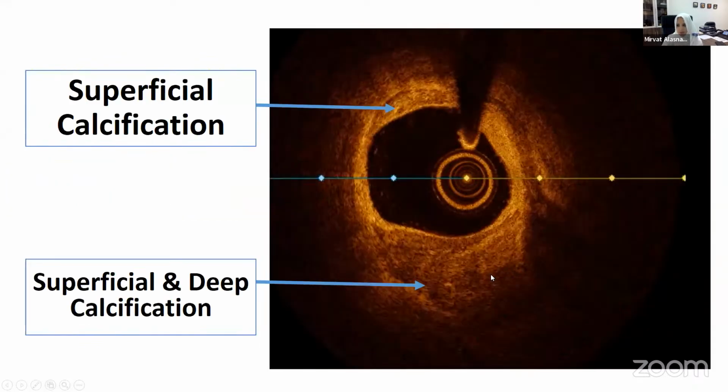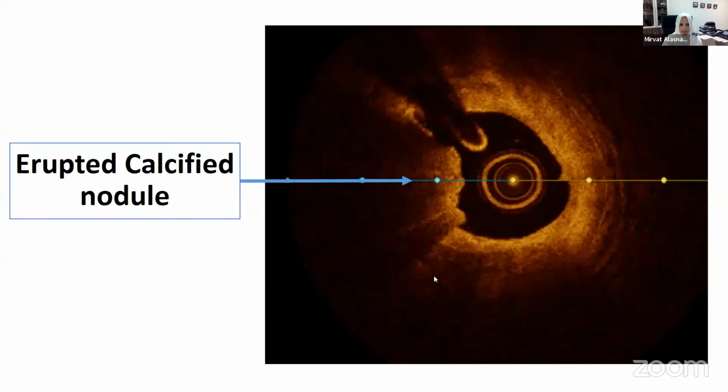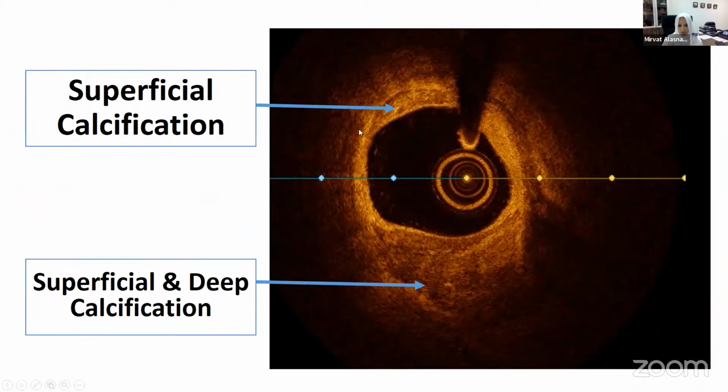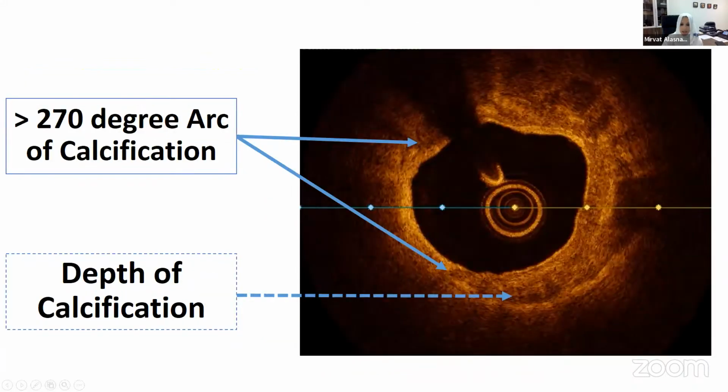And then you see that there are different patterns of calcium in this one patient. So it's not just the nodule that we saw here, but in the same patient, there's some superficial calcium that you're seeing up there. And in the bottom, you see both superficial and deep segments of calcification. And you do see here a 270-degree arc of calcium. So it's going from around 11 o'clock all the way around to about 7 o'clock. And you see the depth of the calcium, it's quite deep. So it would require some kind of atherectomy.